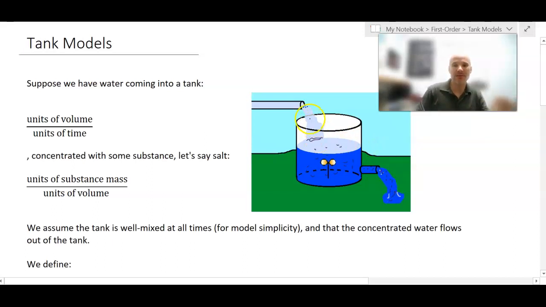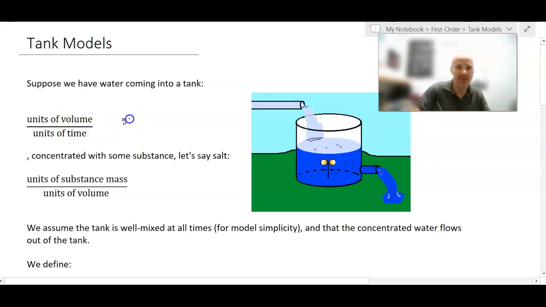But because there is polluted water coming in and polluted water going out, the concentration of that substance inside is going to be changing over time. So it's hard to actually write a model that is not a rate of change model. However, if we first start off with water coming into a tank, usually it's going to be some units of volume per units of time.